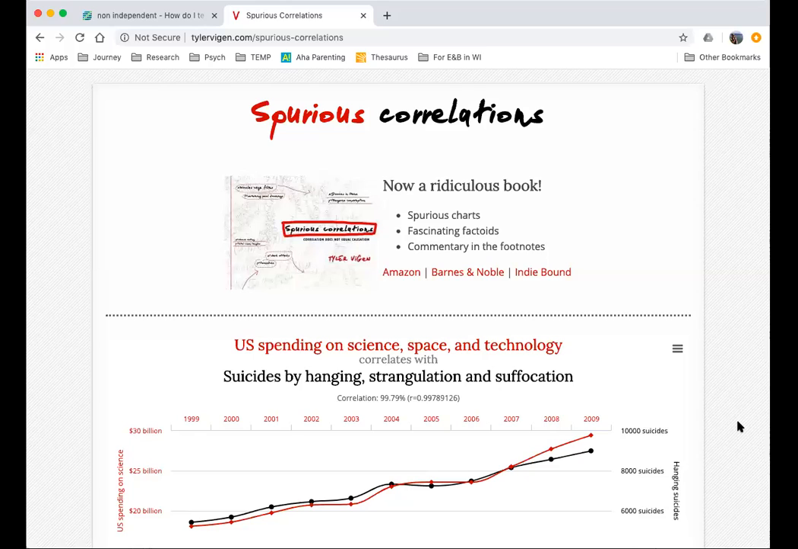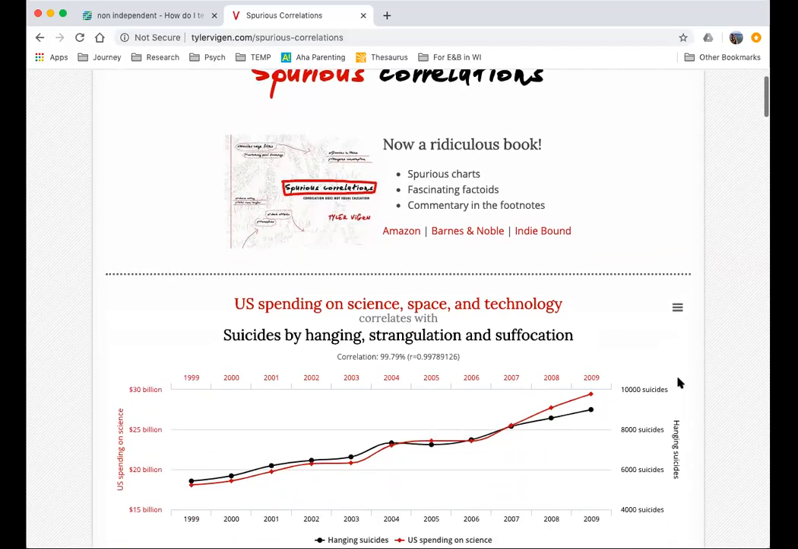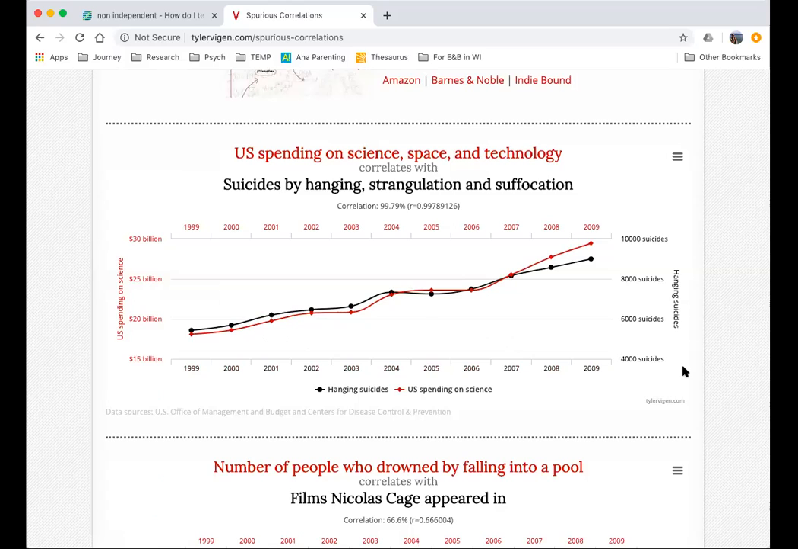So here is a really neat website. You can see the web address in my slide and here on my screen. This is a website that somebody came up with showing spurious correlations. Spurious means it appears that two variables are highly related to each other, and they are correlated with each other. But spurious meaning there's clearly another variable or more than one other variable that's truly causing the effect.